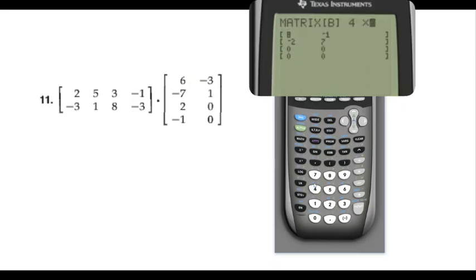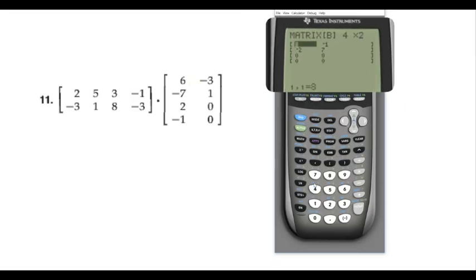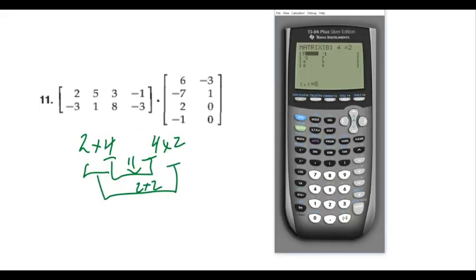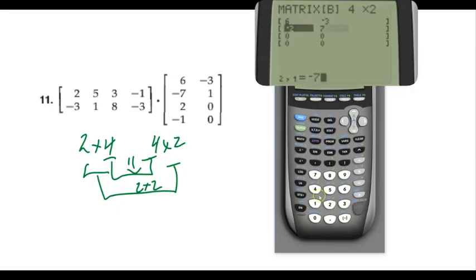And actually, before I even do this, I should check if I can multiply them. They can be. This is a 2 by 4, this is a 4 by 2. They do multiply, and you get a 2 by 2. I should do this first, because if they can't multiply, my life's a lot easier. Negative 3, negative 7, 1, 2, 0. Hurrah, I gotta type it in, apparently.